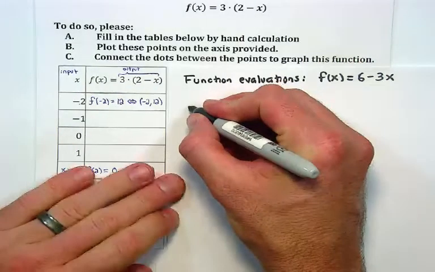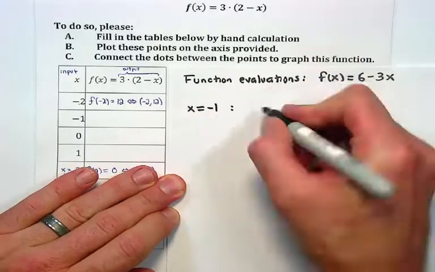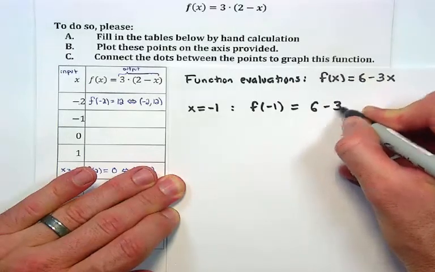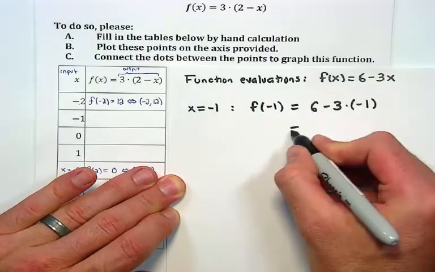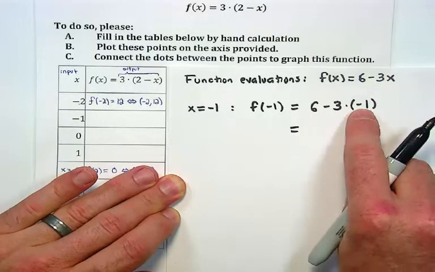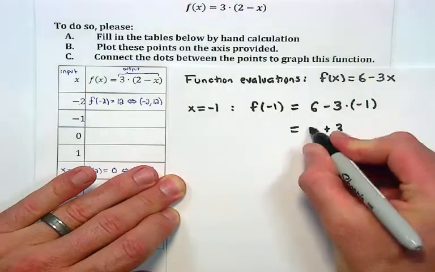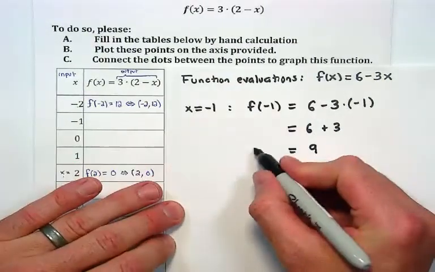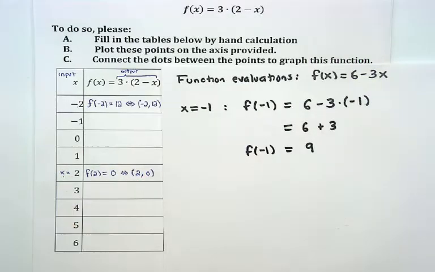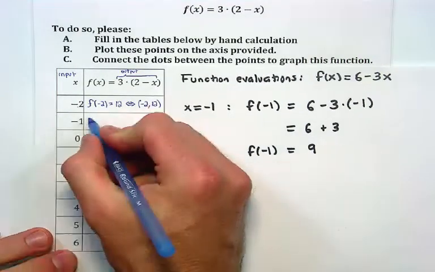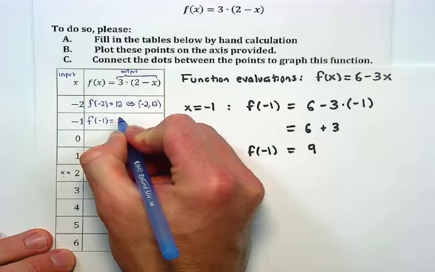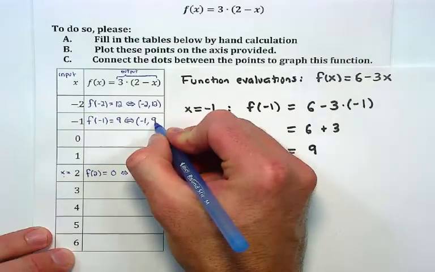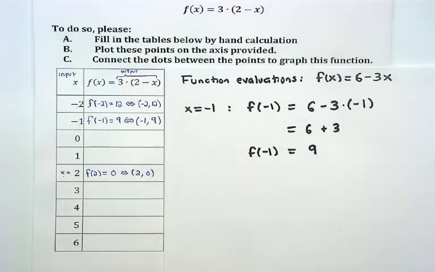Let's start at the beginning with x equal -1. Everywhere we see an x, we're going to substitute the value -1. Here I use the parentheses strategically. I know that -3 times -1 is +3. I also know that 6 plus 3 is 9. This immediately implies that f of -1 is 9. And indeed, I can fill out that entry of my table. If I write this in ordered pair form, I know that the input -1 is associated with the output 9.